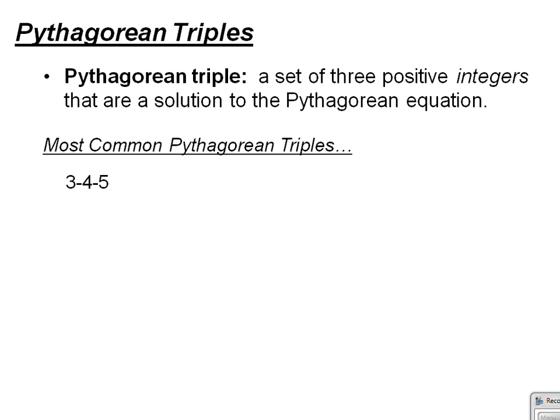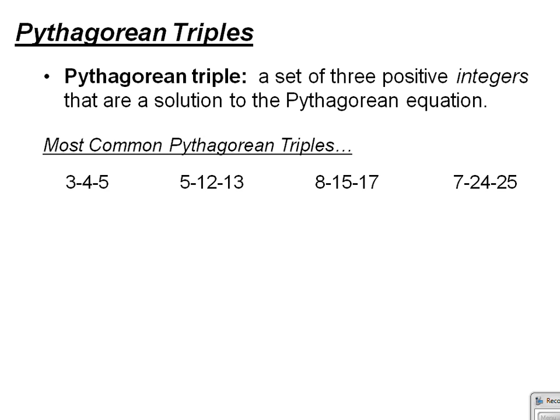Bar none, no other triangle has been studied throughout history as much as this triangle has been studied. Other common Pythagorean triples would be 5, 12, 13, 8, 15, 17, and even 7, 24, 25. And there are many more examples than these, but these are the four most commonly referenced Pythagorean triples.